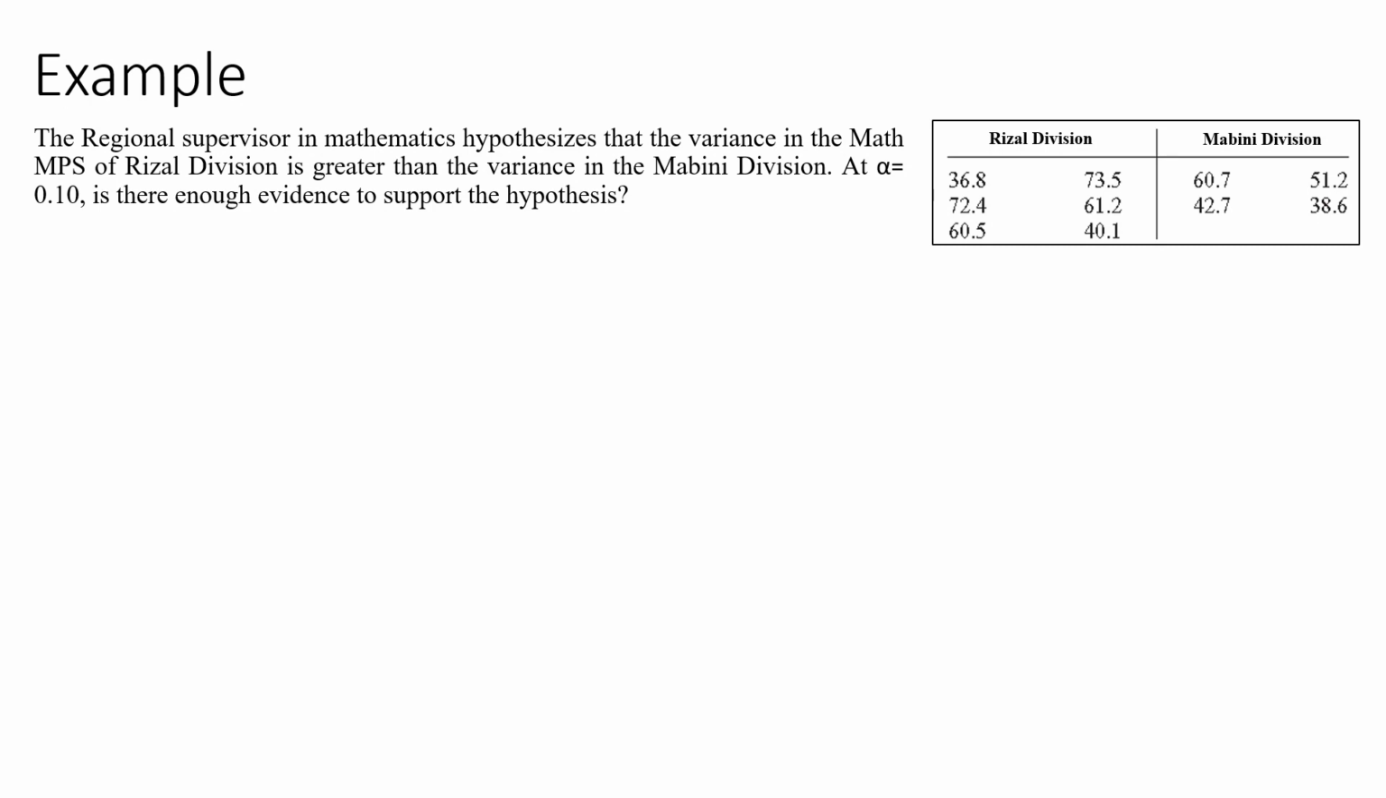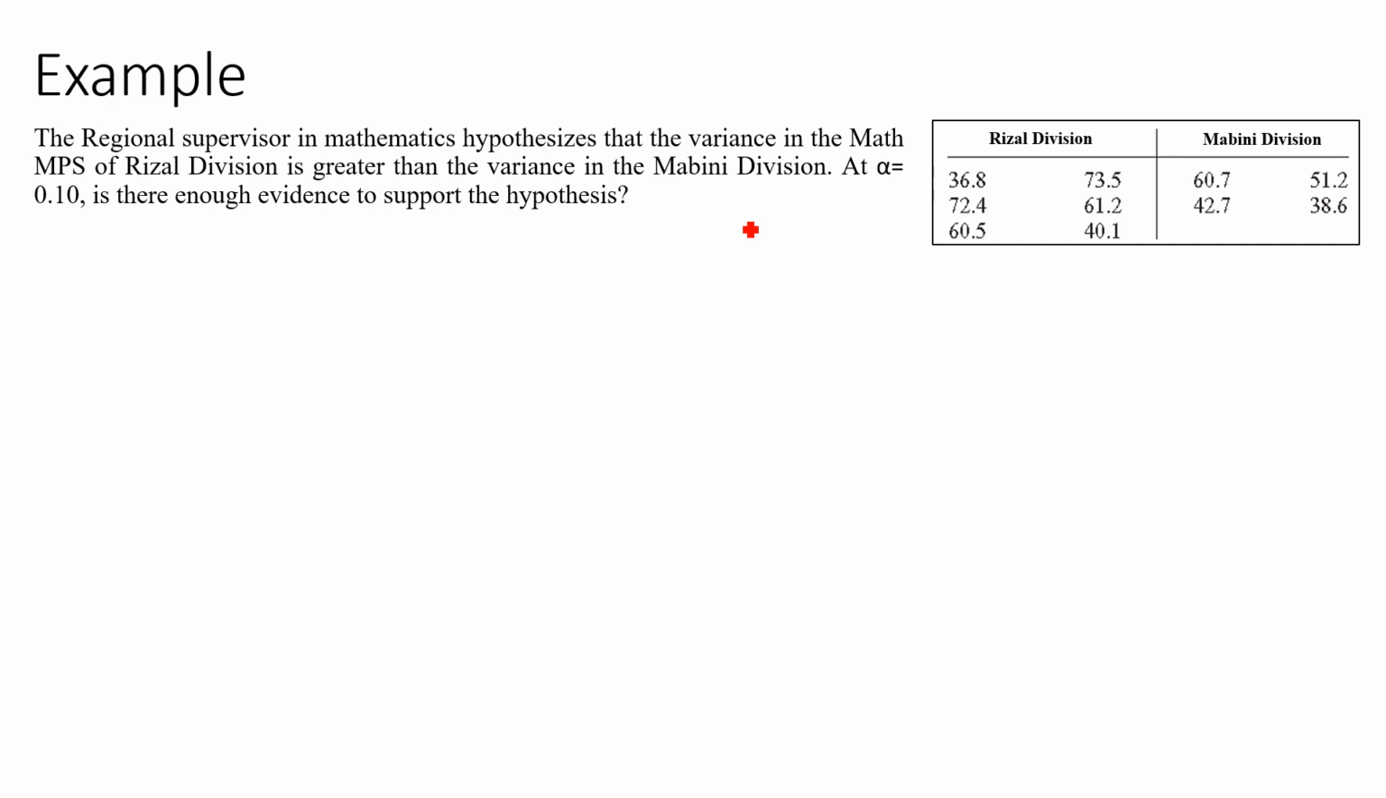So here we have the data. For the Rizal division, we have 36.8, 72.4, 60.5, 73.5, 61.2, 40.1. And for the Mabini division, we have 60.7, 42.7, 51.2, and 38.6. Clearly, in this example, this is a sample. That means the data is taken as a sample from the Rizal division and another sample from the Mabini division. So to answer this kind of problem, we have this solution.